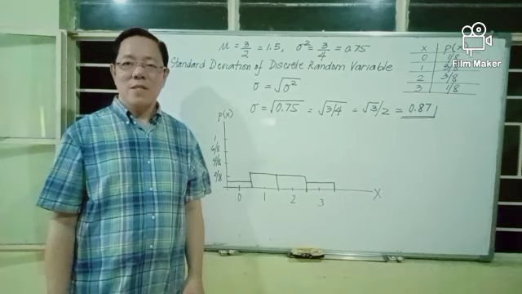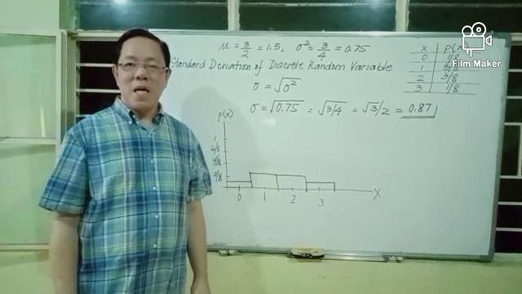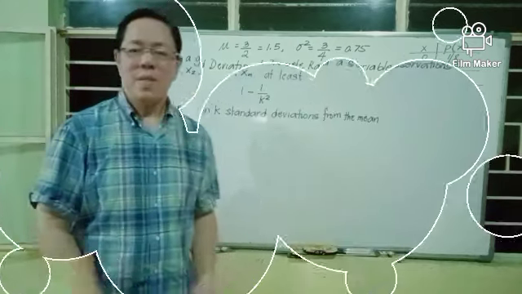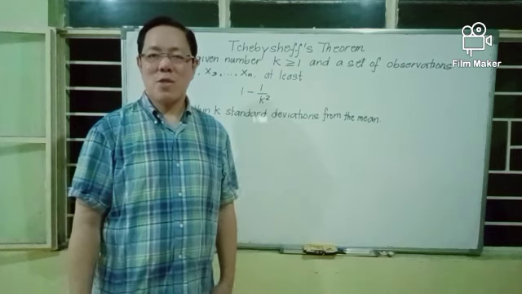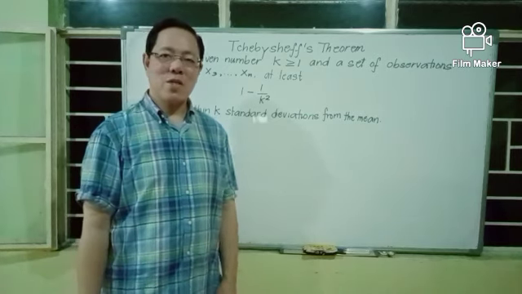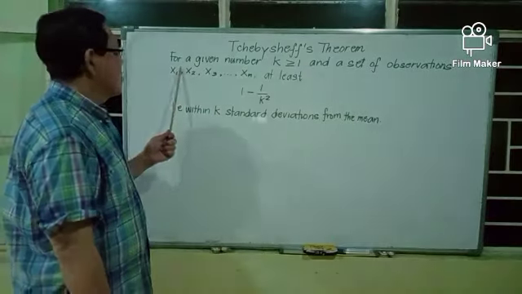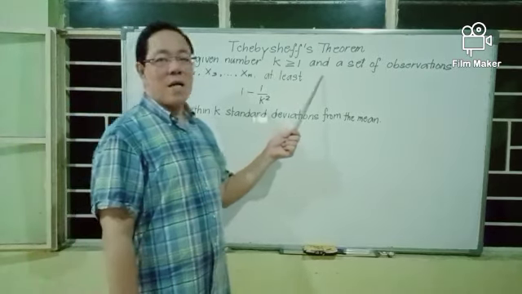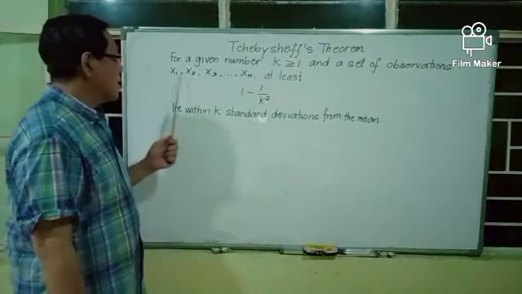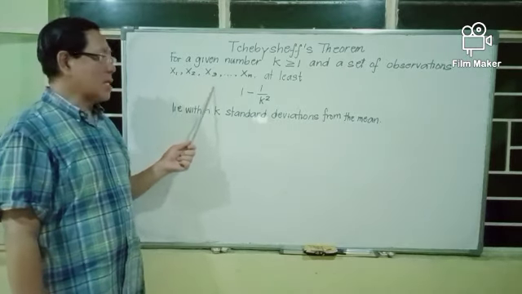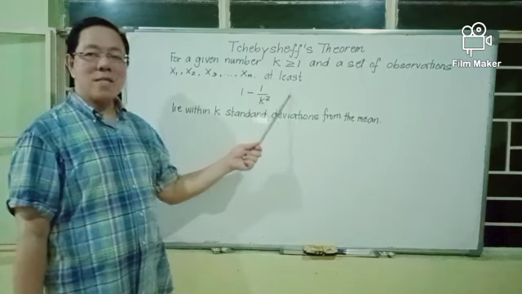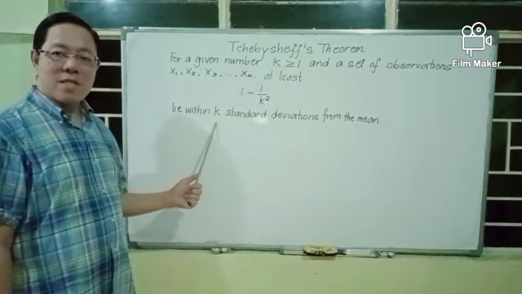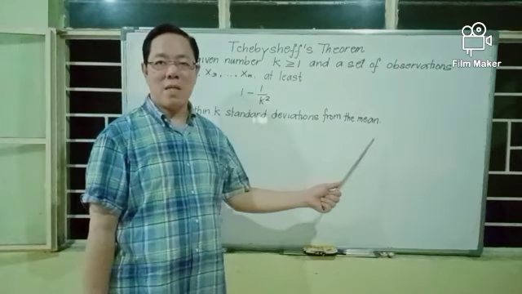Now we state the Tchebysheff's theorem, named after the Russian mathematician Tchebysheff. For a given number k greater than or equal to 1, and a set of observations denoted by x1, x2, x3 up to xn, at least 1 minus 1 over k squared lie within k standard deviations from the mean.